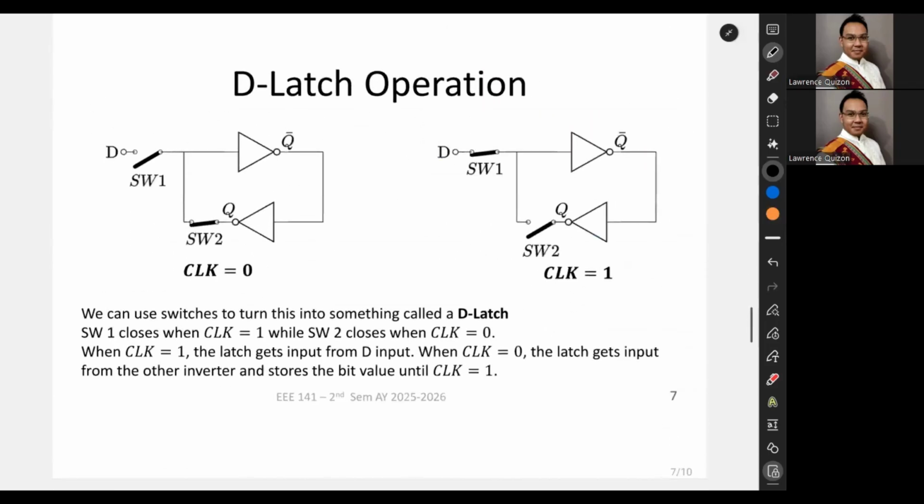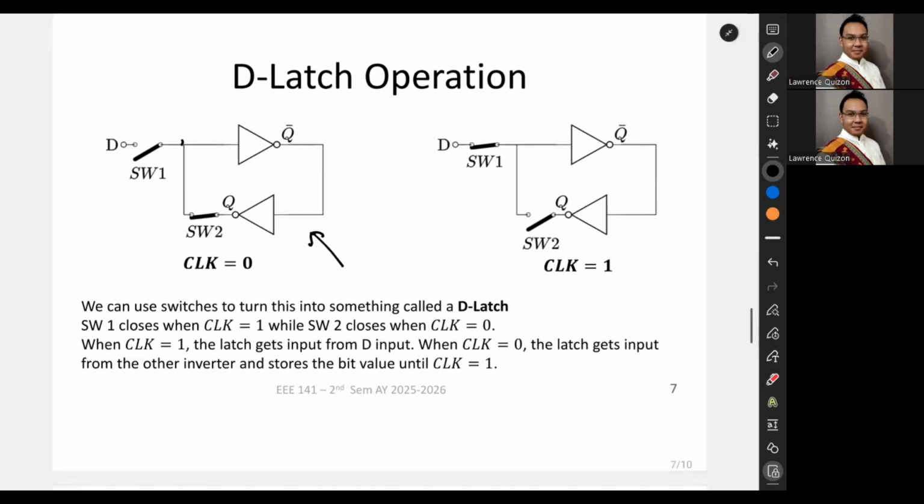So, skipping that. For us to make practical use of the cross-coupled inverter as a memory device, we need a way to make sure to put a known state into the device. To make it like that, we need something called a D-latch. If we add switches to the circuit, we can put in an input to the cross-coupled inverters. So if clock is 0, for example, it just remains the normal cross-coupled inverters. That is, it keeps the state.